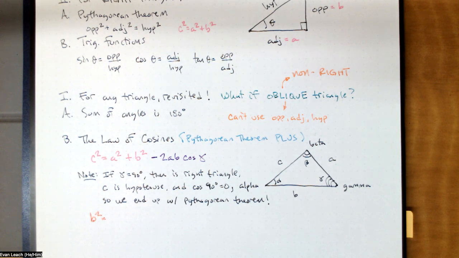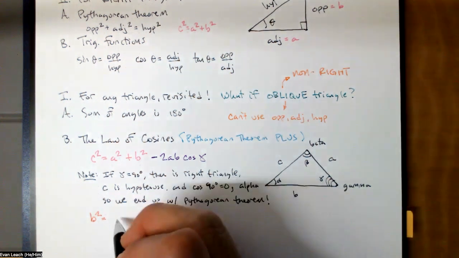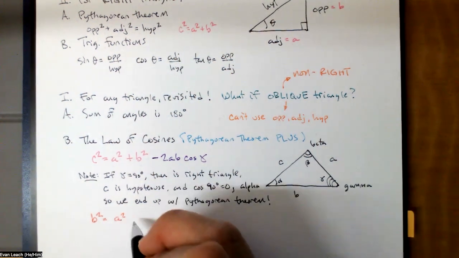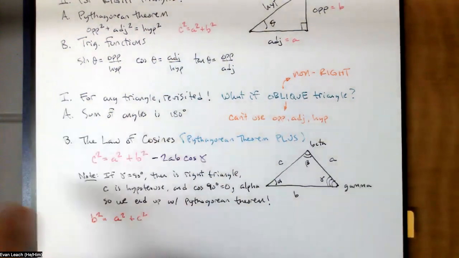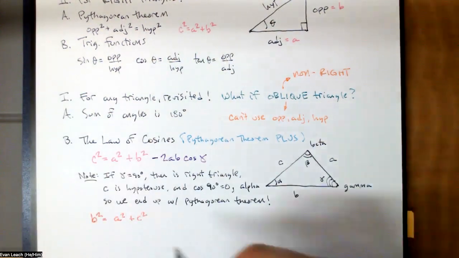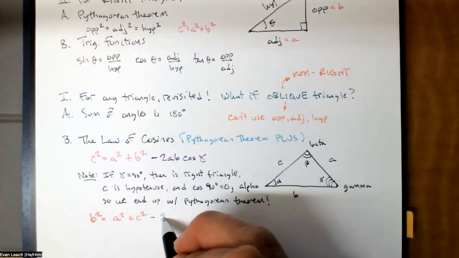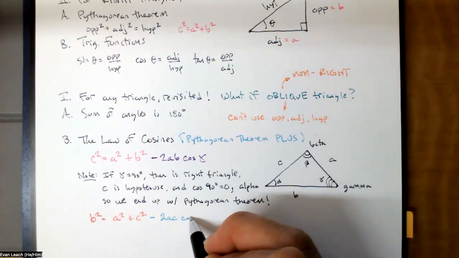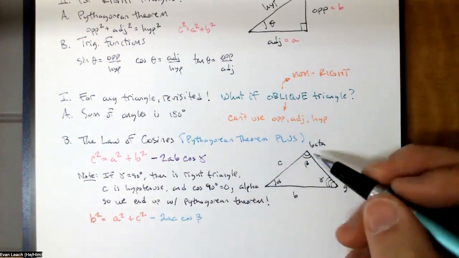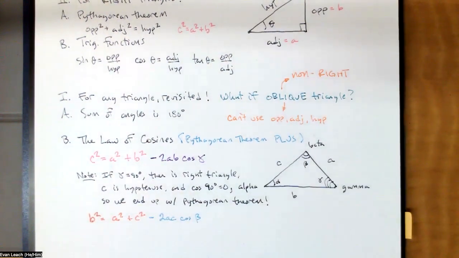Just permute things around. So I could write b squared is equal to a squared plus c squared. And I have to change this term as well. Minus 2ac times the cosine of not gamma, but beta, because beta is opposite to b. So here's the b squared version of the law of cosines.